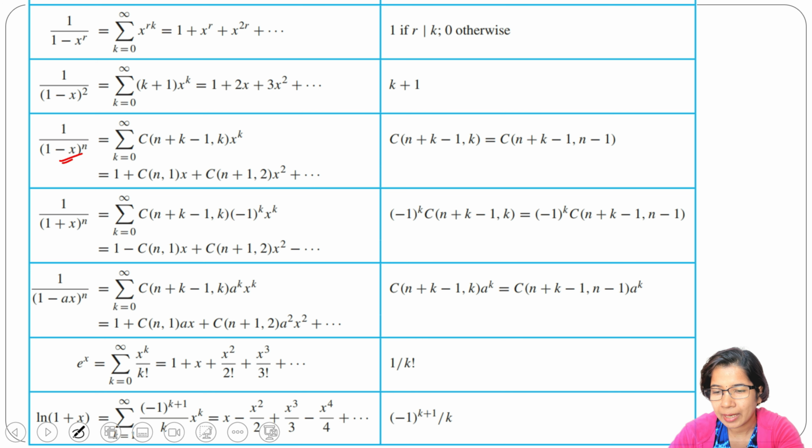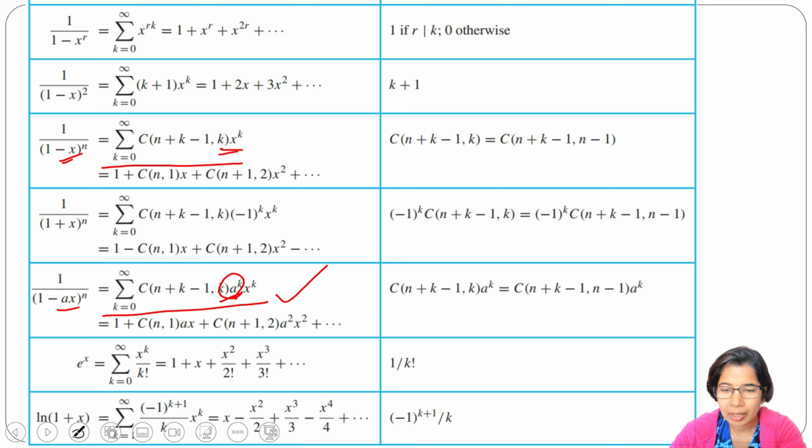Now in place of this x, if we write ax, we'll find this one. So 1 divide (1 - ax)^n equals summation of k equals 0 to infinity C(n+k-1, k) a^k x^k. Here we just added a^k. Rest all are same. Equals 1 + C(n,1) ax + C(n+1, 2) a^2 x^2 till infinity. Here what is a_k? a_k equals C(n+k-1, k) a^k, or you can say C(n+k-1, n-1) a^k.